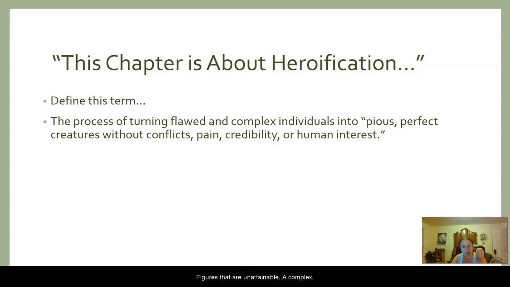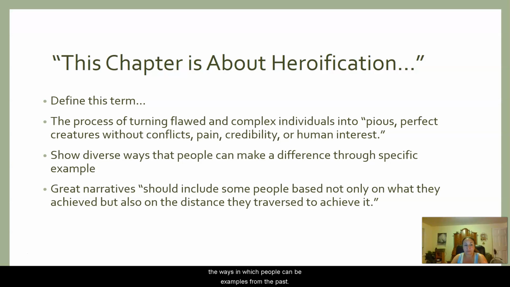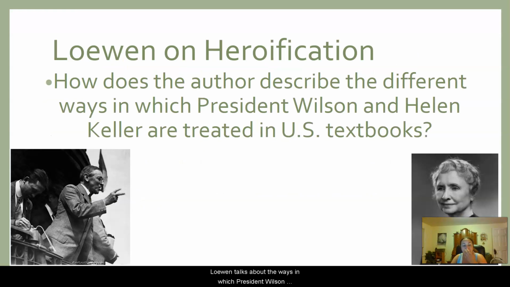figures that are unattainable, right? A complex, flawed individual becomes a pious, perfect creature without conflicts, pain, credibility, or human interest. I don't know about you, but that's not the experience that I've had in my life. And so if our historical figures have been heroified in this way, there's no way for us to truly identify with them and still remain in a sense of reality today that's based upon contextualized history, right? When we take heroified, this erasure of history, we're diminishing the ways in which people can be examples from the past. Lowen talks about the ways in which President Wilson and Helen Keller have been heroified.